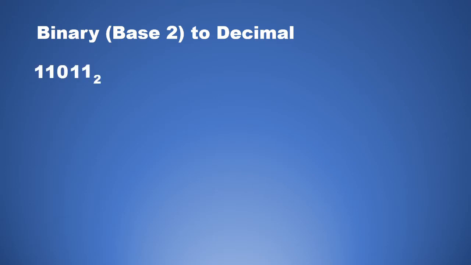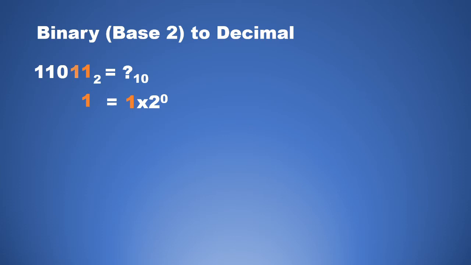So for example, we will convert 11011 base 2 into decimal. Let's start. First, we take the first digit, the least significant digit or the least significant bit. In this example, it is 1. So we take this bit or digit and we multiply it with a power of 2. So the power of 2 will start with 0. So 2 to the power 0.